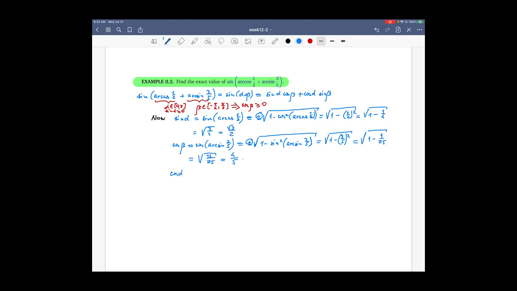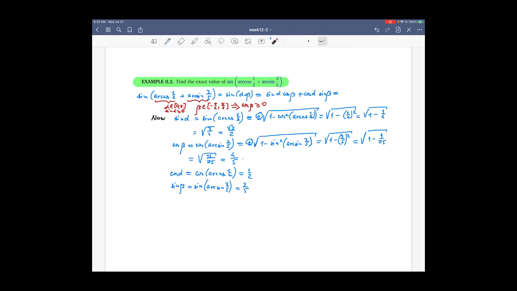Now, cosine alpha is cosine of arc cosine of 1/2, and that is 1/2. And sine beta is sine of arc sine of 3/5, and that is simply 3/5.